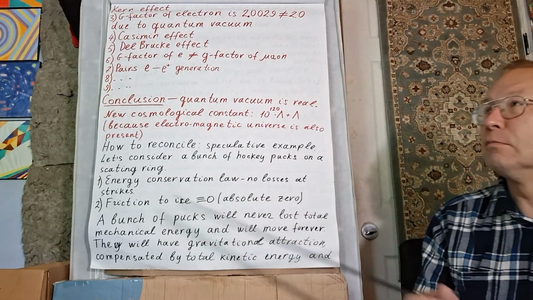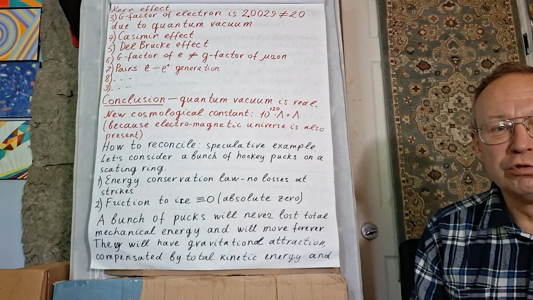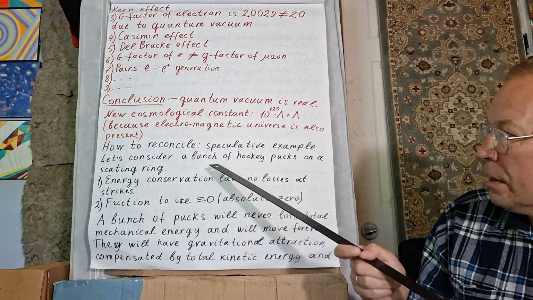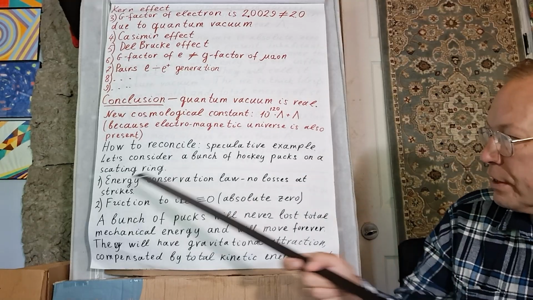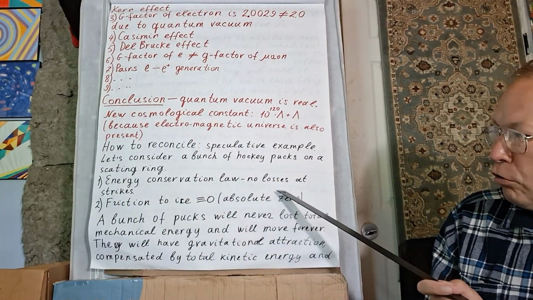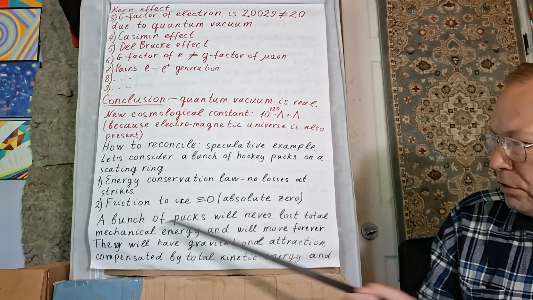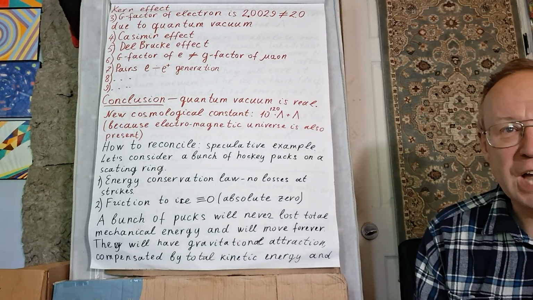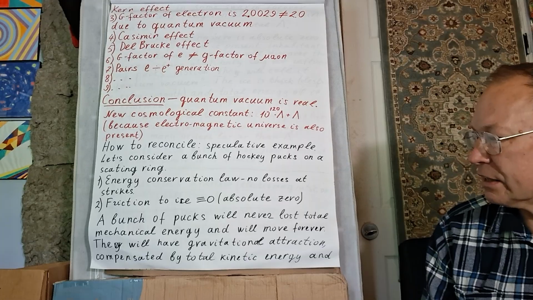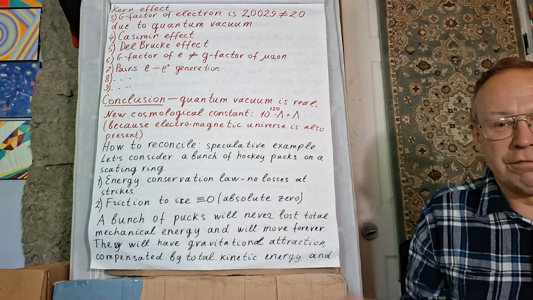How to reconcile both universes? The easiest, speculative idea would be to imagine, for example, a bunch of hockey pucks on a skating rink. Suppose the energy conservation law holds, with no losses at strikes. Friction on the ice is absolute zero. How would this bunch of pucks behave? They would just strike and scatter around, strike and scatter, forever. That would be some kind of model of Einstein's universe.